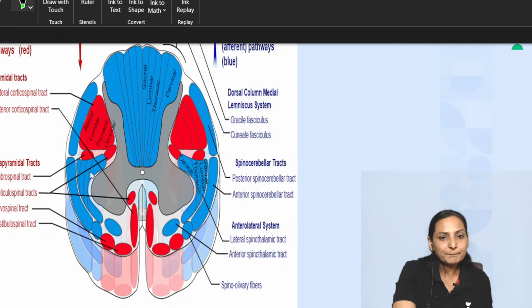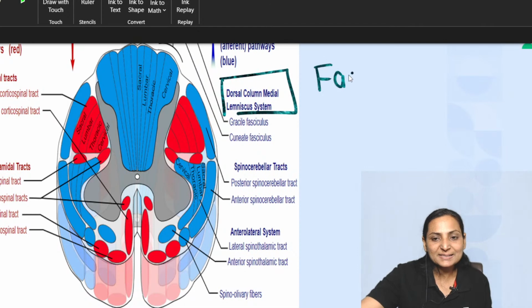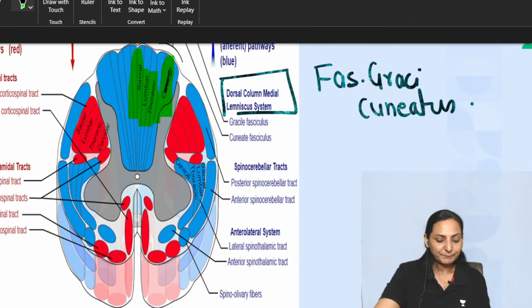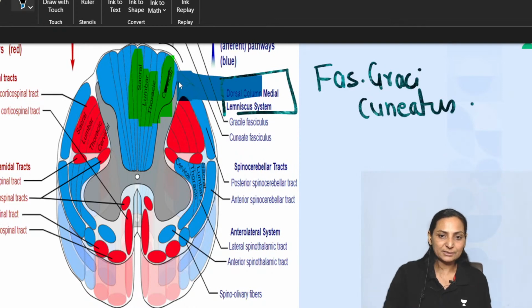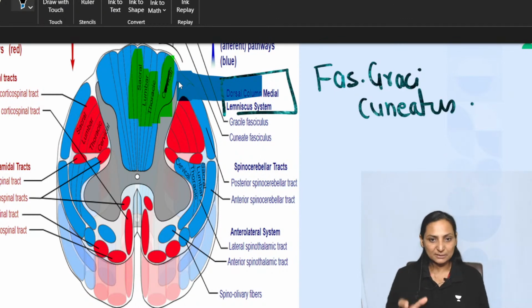So you can see over here that this is the dorsal column. The dorsal column is your fasciculus gracilis and your fasciculus cuneatus. If you see the arrangement, more laterally is the cervical. Then thoracic, lumbar, sacral. And the question which was asked was that you are giving a lateral hit. So when you are giving a lateral hit, the fibers which are first affected are going to be cervical.